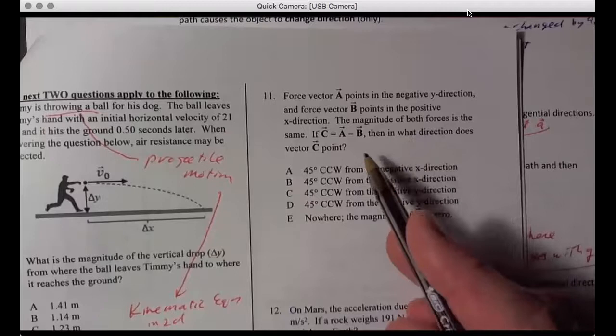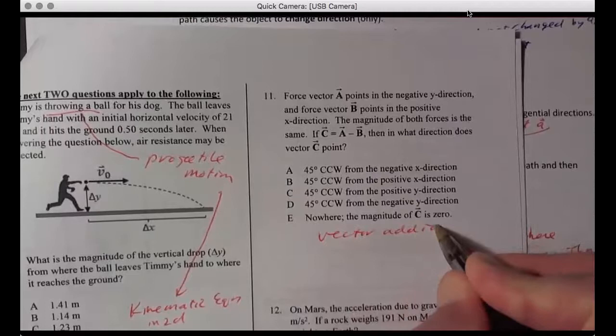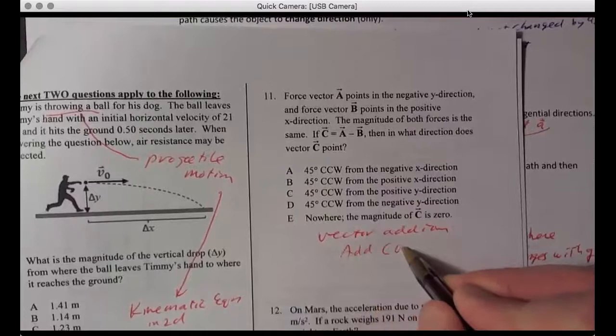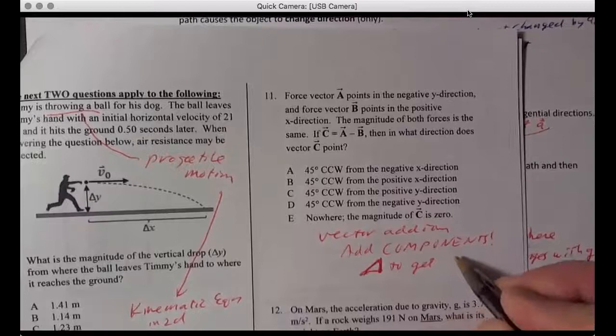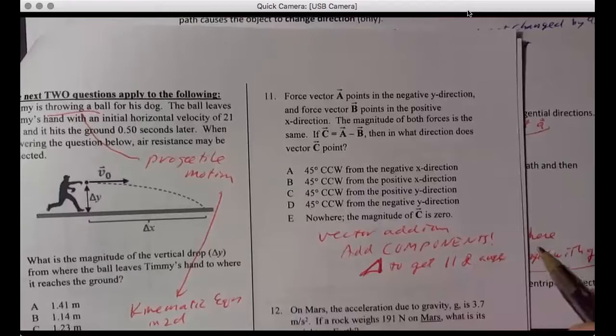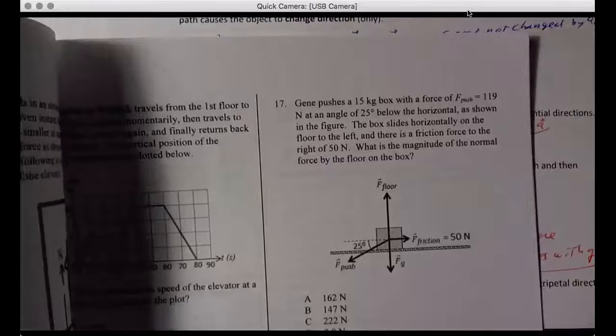Other things on this page, force points one way, force in the other. This is vector addition, and so add components. And then a right triangle to get magnitude and angle. Magnitude is C, I guess we should put in there. And let's see, we've done most of these things in here now.